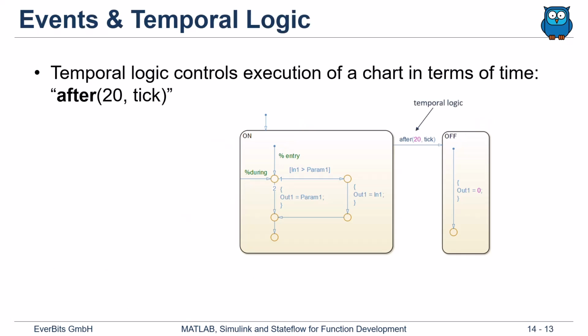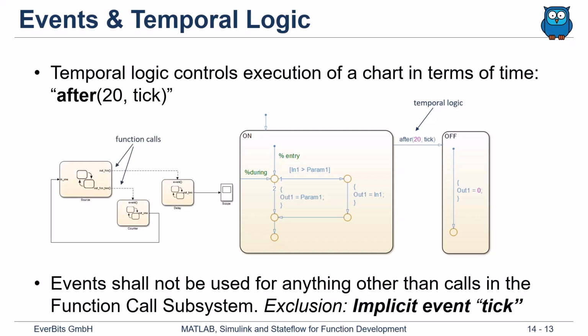You can also use events and temporal logic in Stateflow. The temporal logic controls the execution of a chart in terms of time. The semantics is easy to understand. After 20 ticks, move from on state to off state. The tick is an internal event implementing a counter. For production models, we still recommend to use local counters instead of the tick event to achieve 100% MCDC coverage. You can also fire some external events like function calls to activate other subsystems.